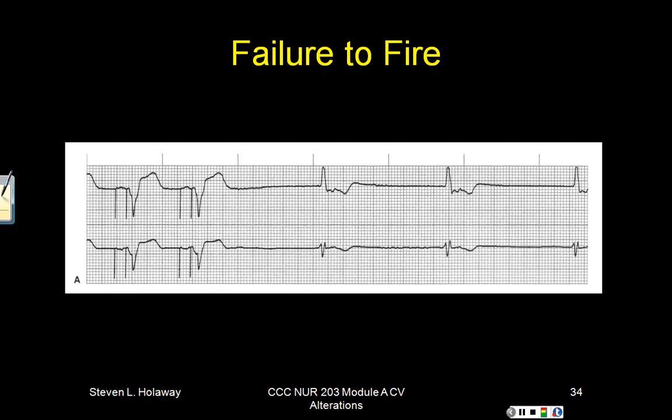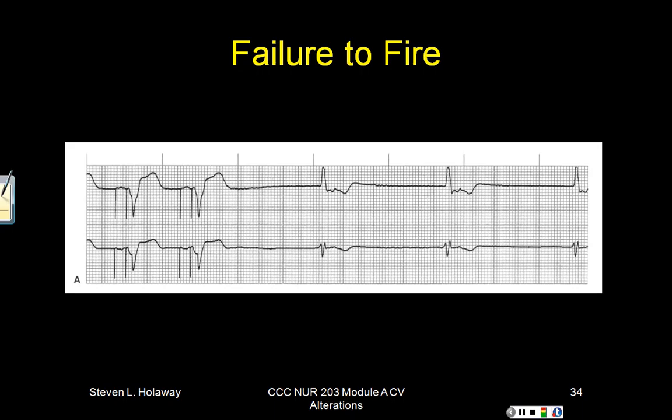This failure to fire can be from lack of battery. The battery is run down. It could be the fact that the leads have come loose from the pacemaker itself. It could be that the amperage, if we're looking at a temporary type pacemaker, has got turned down and we need to increase the amperage, or it got turned off.